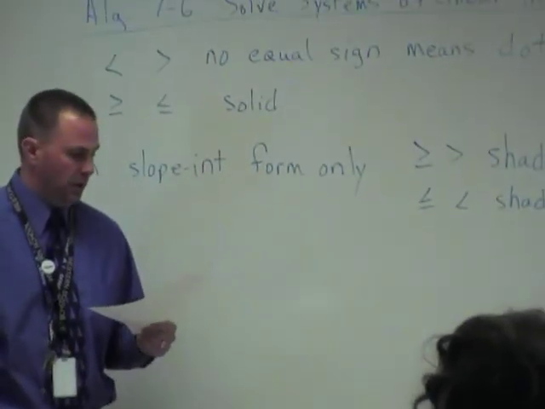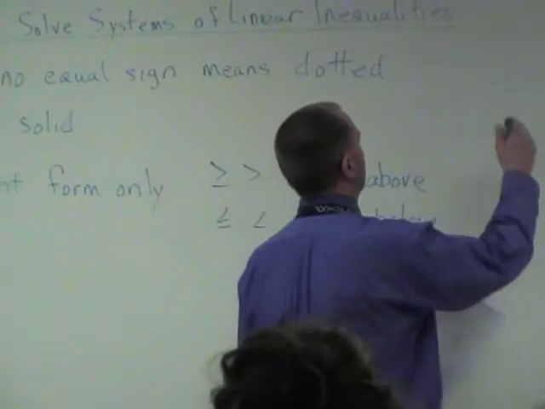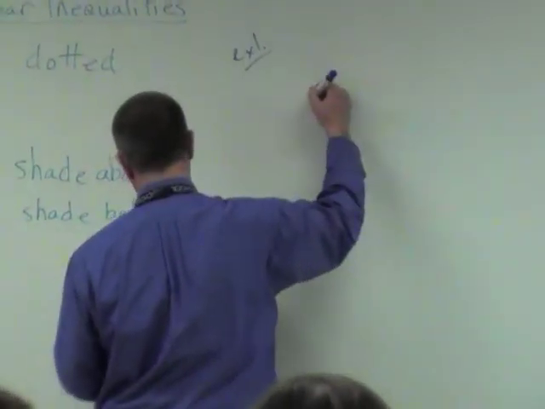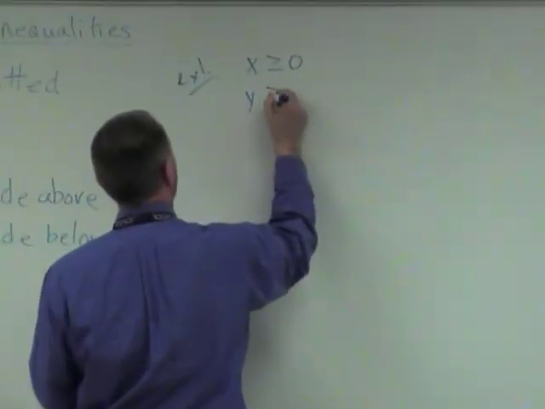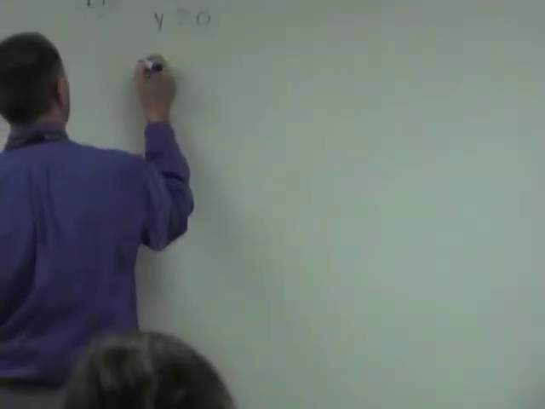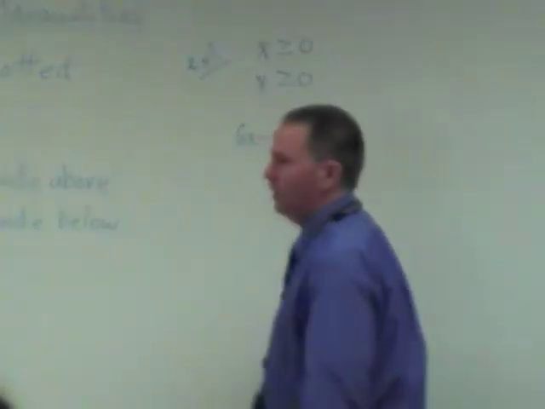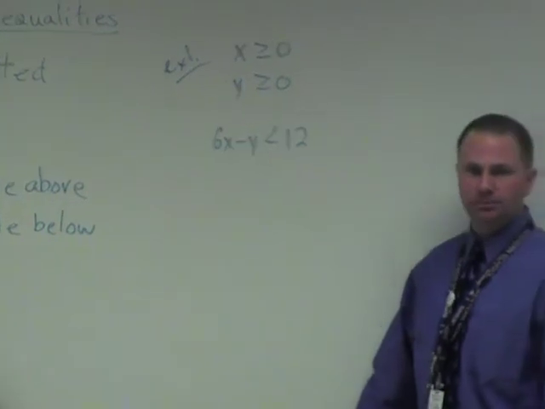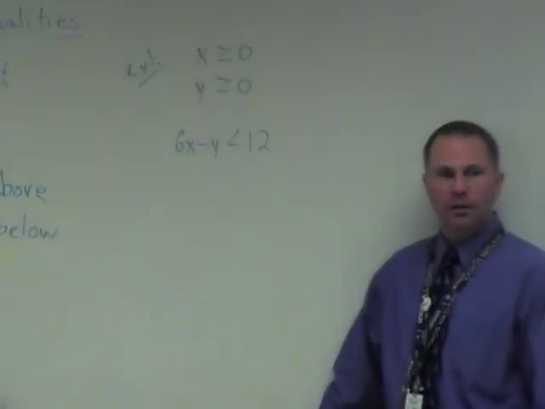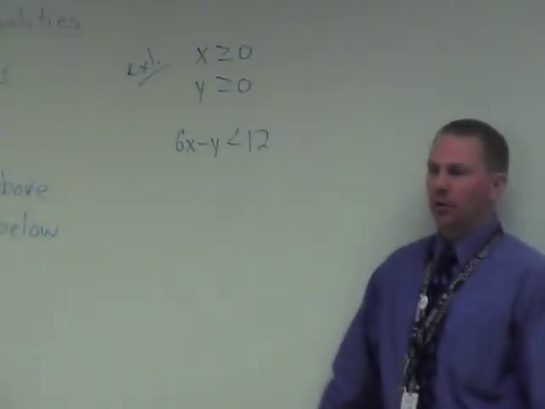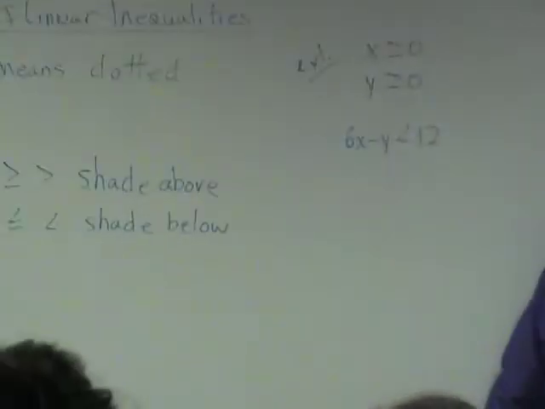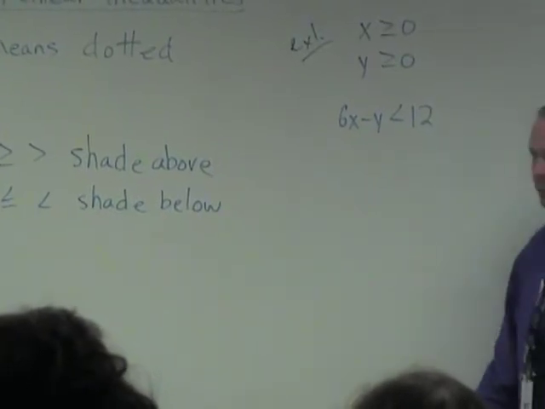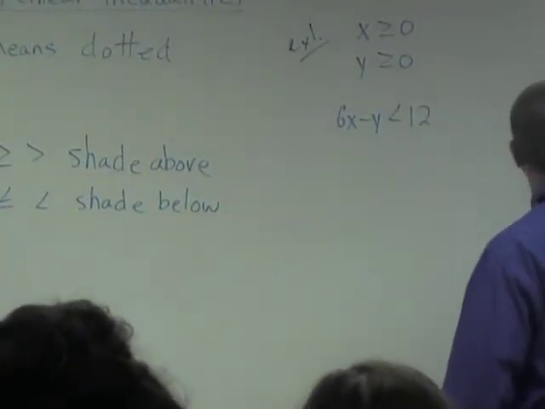Okay. All right, so let's do 2 examples to show you the system. Here's example 1. X is greater than or equal to 0. Y is greater than or equal to 0. 6x minus y is less than 12. So now, look, we have 3 inequalities. Remember, a system is 2 or more. You've been used to 2, two typical ones. So let's graph these.